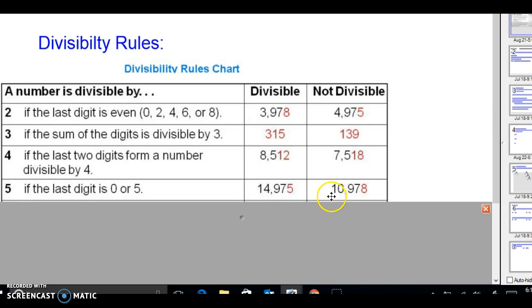However, when you look at the number over here, 10,978, our last digit is not a 5 or a 0, therefore the number is not divisible by 5.